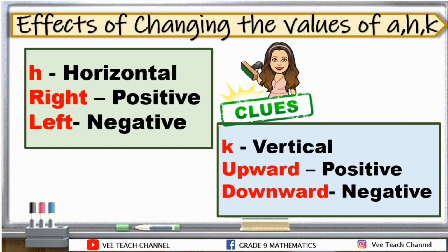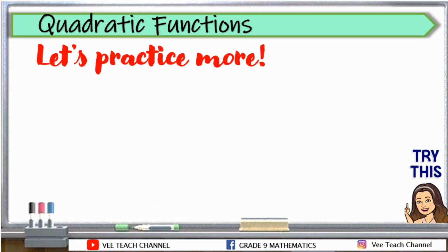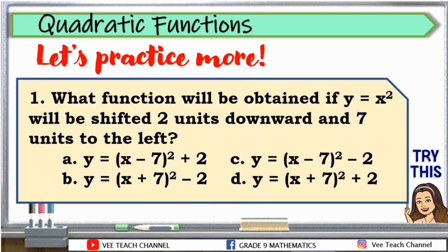Ngayon, para malaman natin kung ilang movement yung gagawin natin or ilang units yung movement natin from x squared, naka-base na yon dun sa number na given sa ating equation. Ngayon, nag-practice tayo. Let's practice more. Let's answer the question. Number 1, what function will be obtained if y is equal to x squared will be shifted 2 units downward and 7 units to the left? What will be the possible answer?